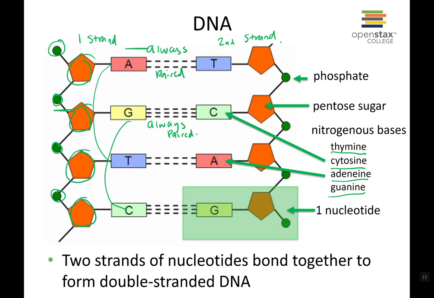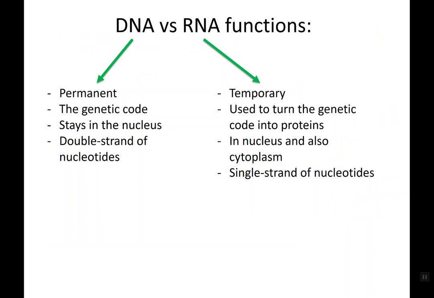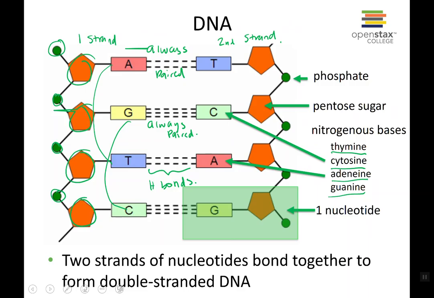Also notice these dotted lines here. So these dotted lines represent hydrogen bonds between the nitrogenous bases. Between T and A, there are 2 hydrogen bonds. Between C and G, there are 3. So that means that it's a little bit harder to pull C and G apart from each other than it is to pull T and A apart from each other.